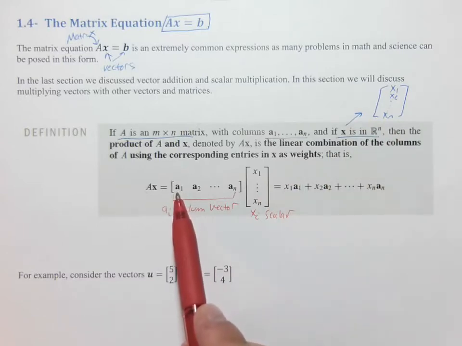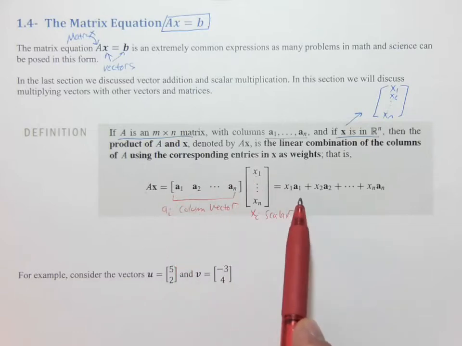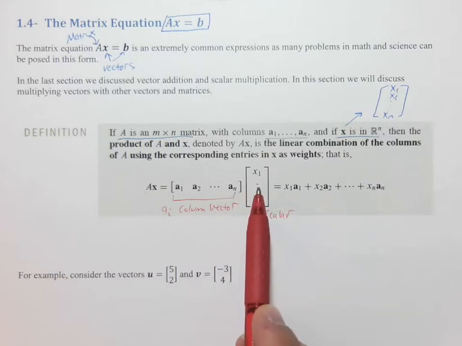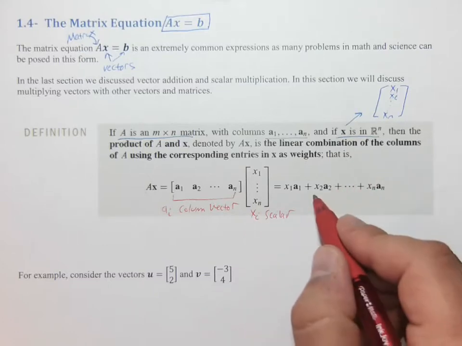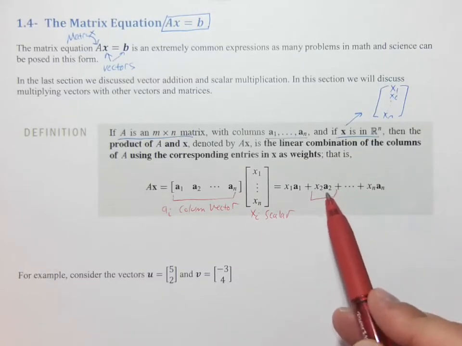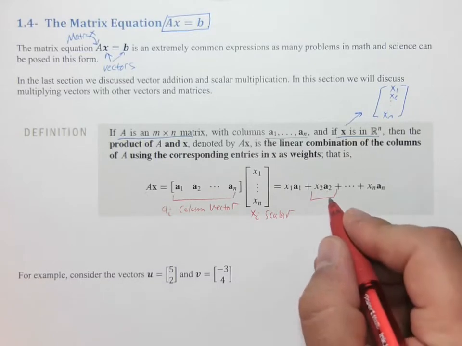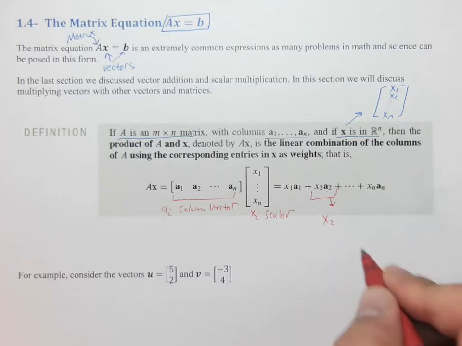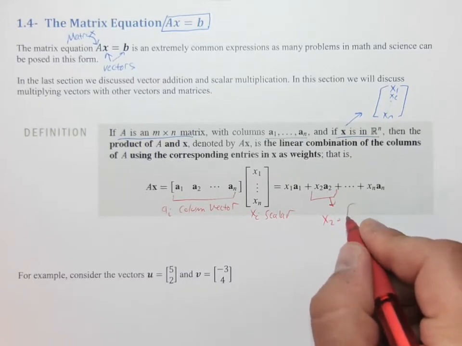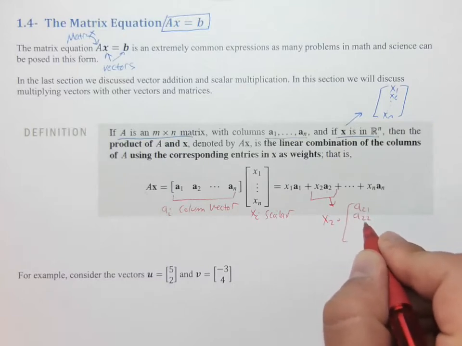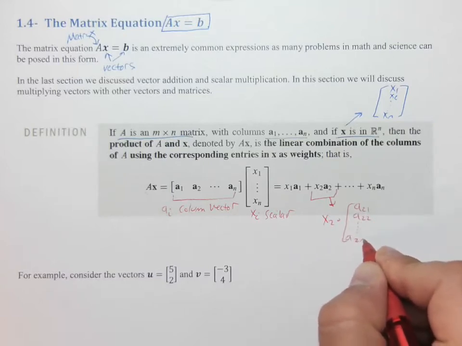The column 1 in that matrix multiplies x1, column 2 multiplies x2, column 3 would multiply x3, and the last column multiplies the last scalar. If we think about what one of these entries looks like, this is a scalar times a column vector, which is what we looked at in the last section. So this would look like x2, which is a scalar, multiplied by a2, which is a column vector. It's the second column in the matrix.